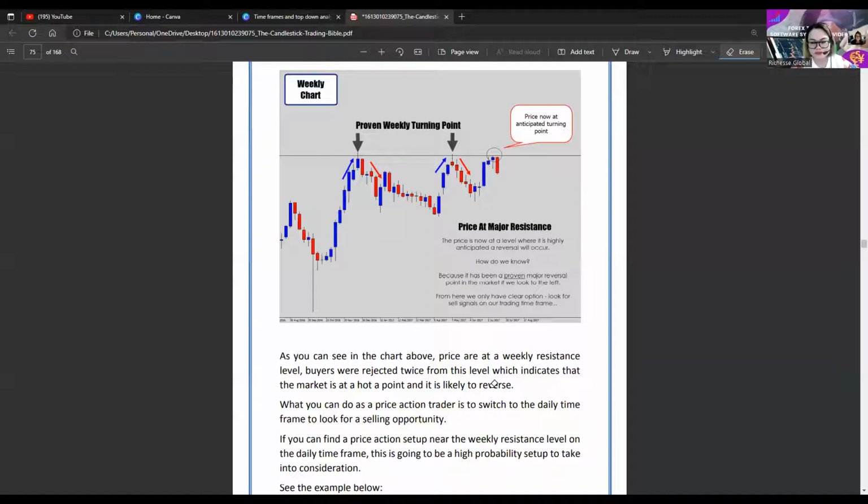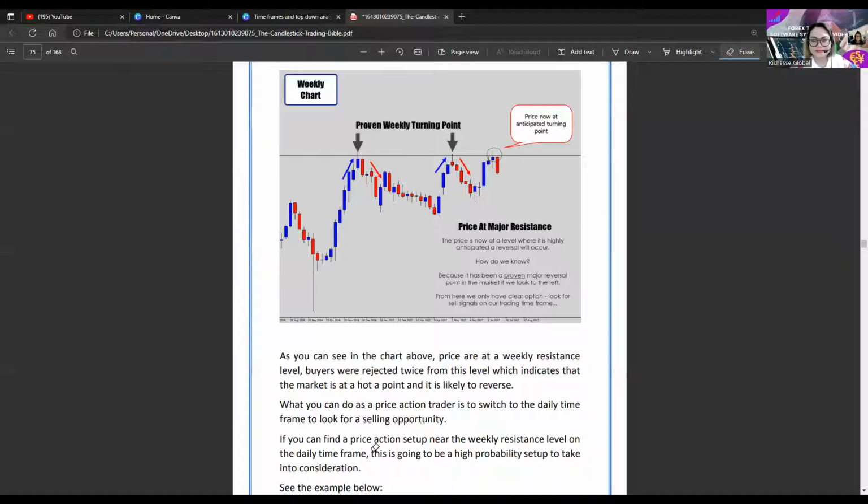to reverse. Possible po, pag pumasok ulit siya dyan sa resistant level ng ating turning point, yan, magre-reverse talaga yung market. What you can do as a price action trader is to switch to the daily time frame to look for the selling opportunity. Ibig sabihin po, kapag tinignan na natin yung ating weekly at nakita na natin dito, maghahanap tayo ng selling opportunity to trade yan.